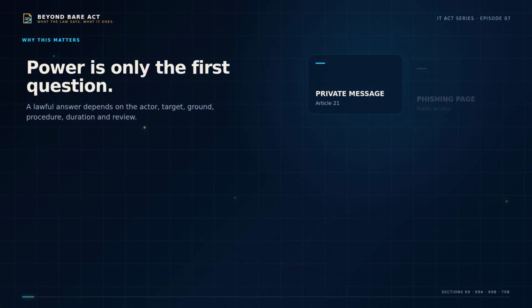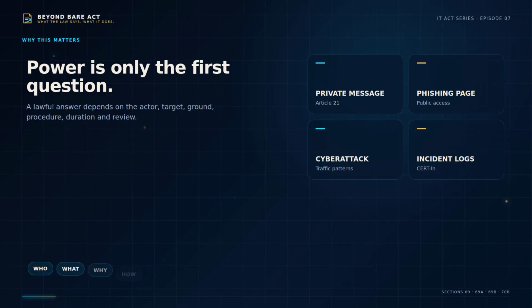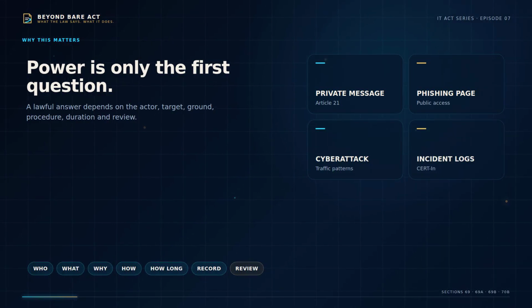This topic is not only about spies, encrypted phones, or dramatic national security cases. It can arise during an ordinary criminal investigation. It can affect a social media post, a phishing page, a company under cyber attack, a university network, or a person whose private messages are sought.